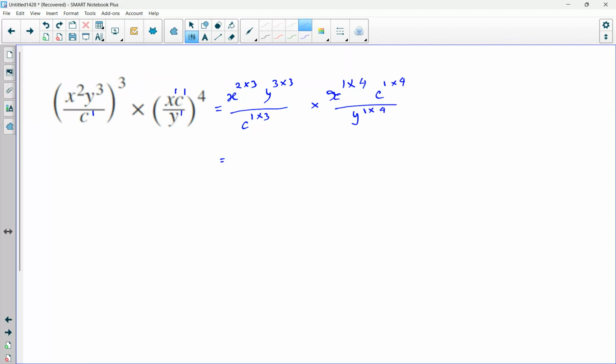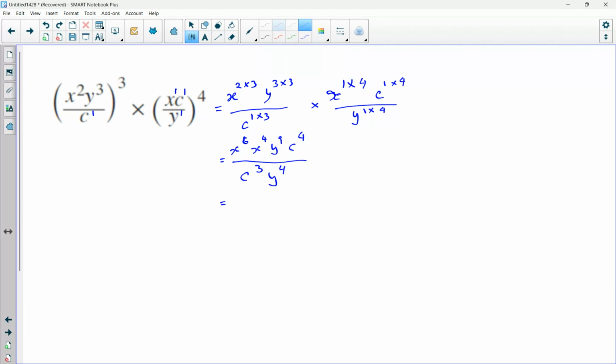I'm going to tidy everything up, and when I tidy everything up, the indices that have the exact same base, the two x's, I'm going to put them together. So x raised to the power of 6, x raised to the power of 4, y raised to the power of 9, and c raised to the power of 4. All of this is over c to the power of 3, y to the power of 4.